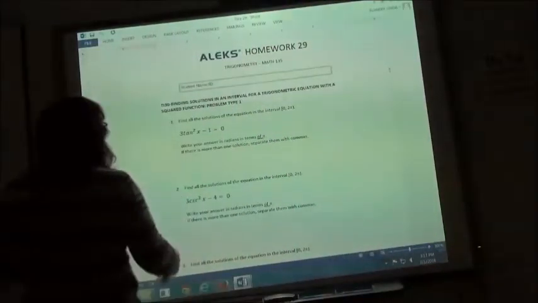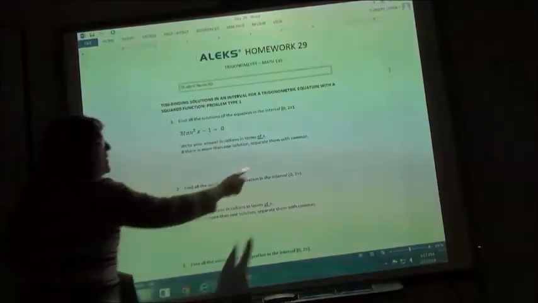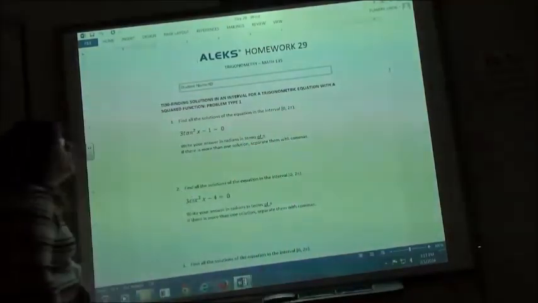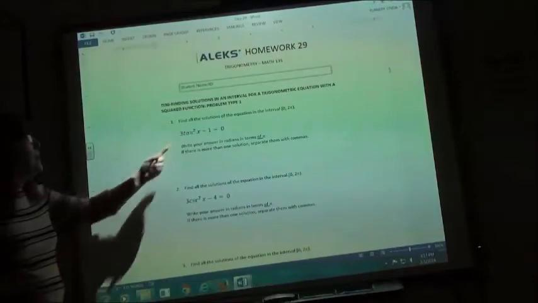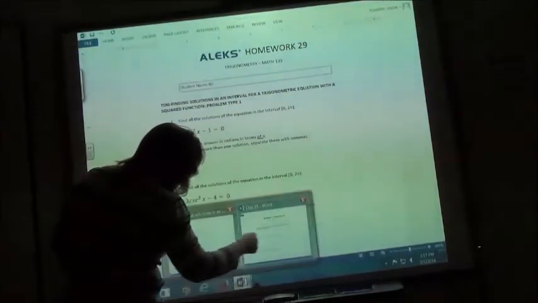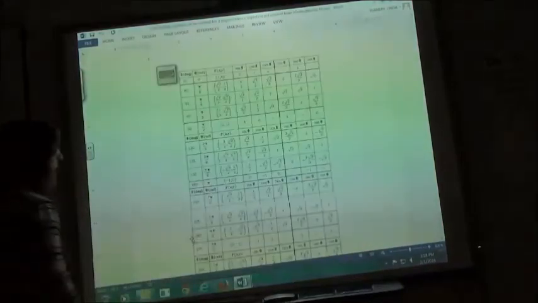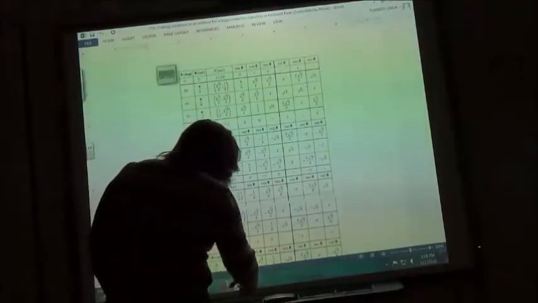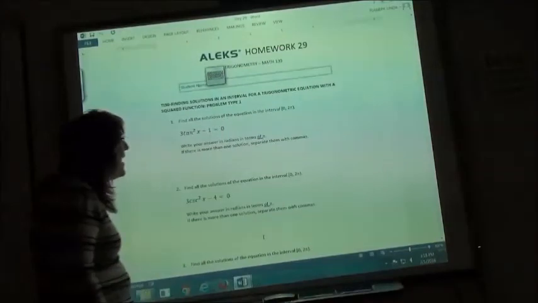Homework 29 leaves off where homework 28 was, where we're finding the solutions. This again is going to be in our interval between 0 and 2 pi. This one happens to be when we have our squared terms. So again, you are going to want to have that table handy that has all of your angles for reference, so that you can go back and check and see where your tangent is equal to some value or whatever it may be. So you want to have that table handy on homework 28 and on homework 29.